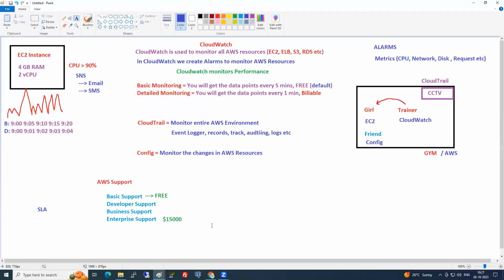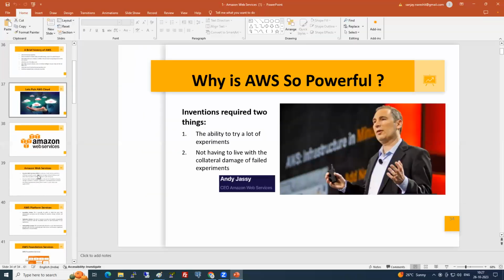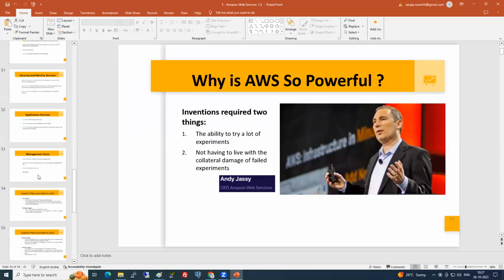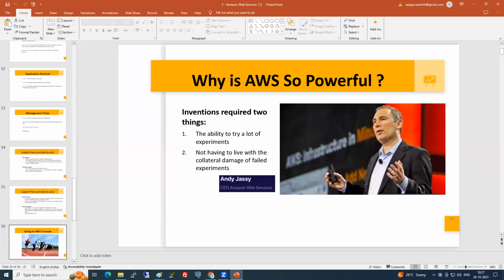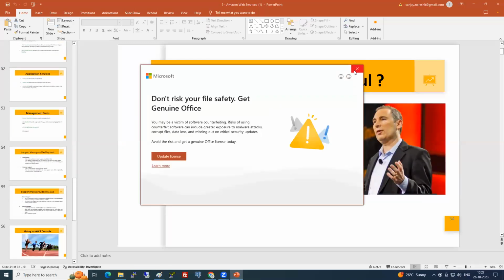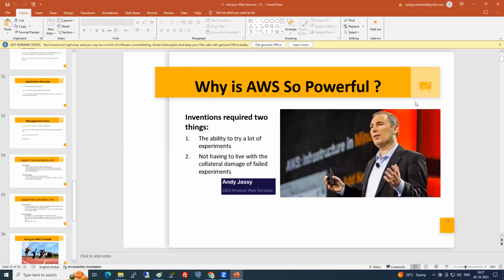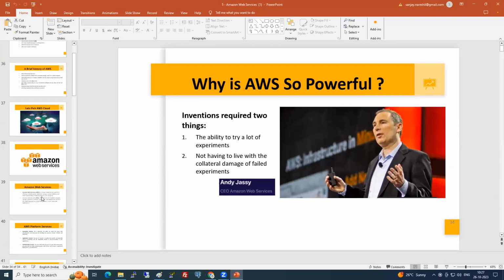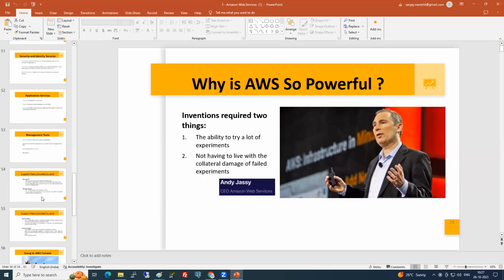Are you interested to see how the console looks? Ready? Okay, see here.